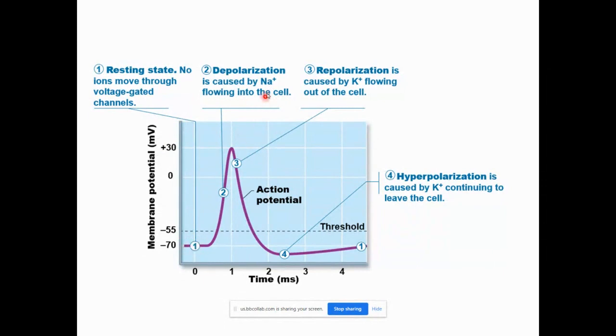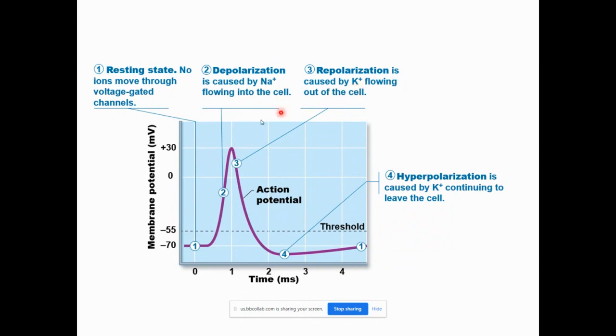And all those sodium ions, they're positive, rushing into the cell makes it go from -70 all the way up to +30. And that's called depolarization. So we just switched the charge. The inside was negative, now it's positive because of all those sodium ions rushing in, because the gate opened, right? The sodium gate.